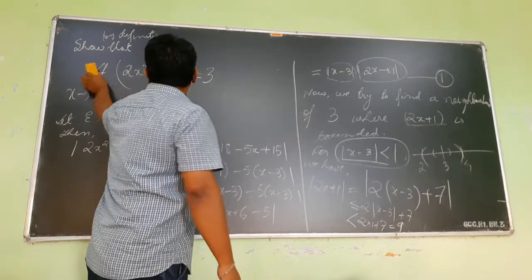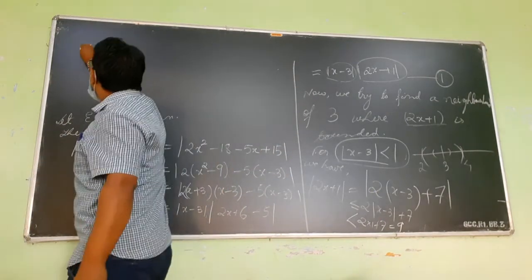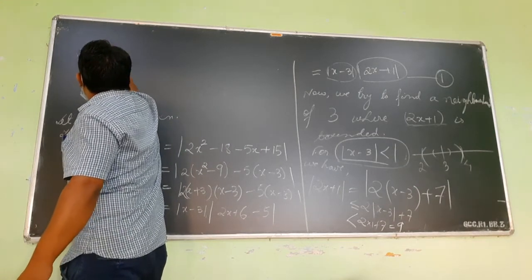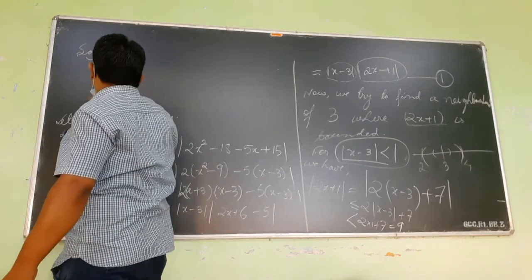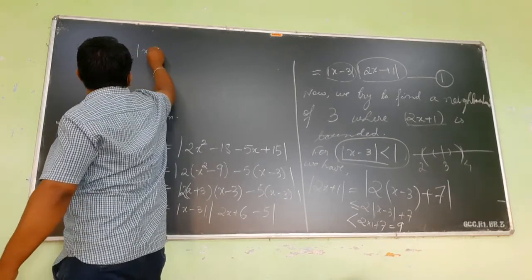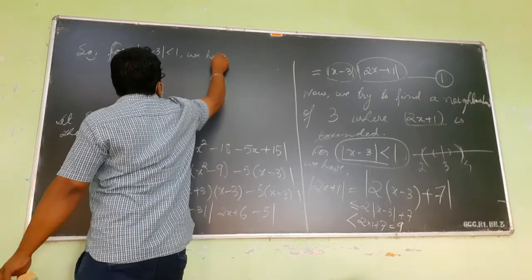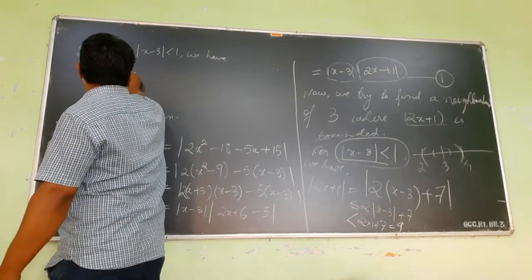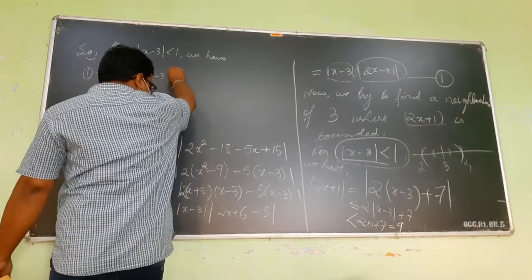So what can we write? For mod of x minus 3 less than 1, we have mod of twice x square minus 5x minus 3. This will be strictly less than what?